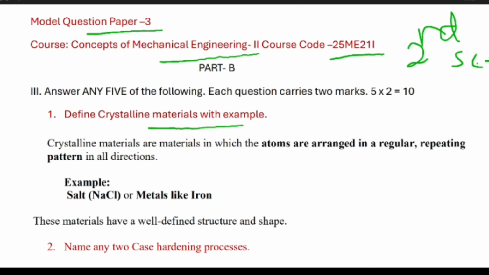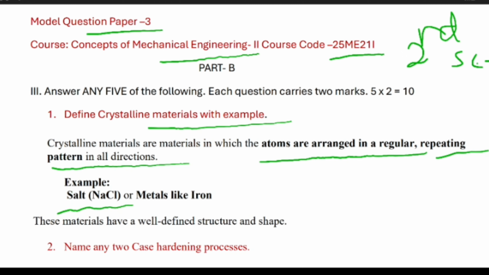Define crystalline material with an example. The material whose atoms are arranged in a regular repeating pattern in all directions, that material we call a crystalline material. You can give an example like salt, NaCl, or also a metal like iron. These materials have a well defined structure and shape.